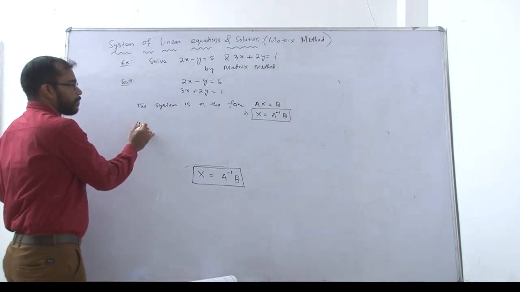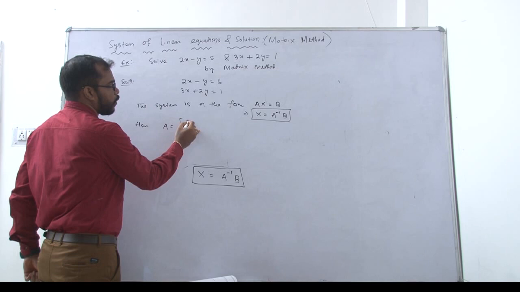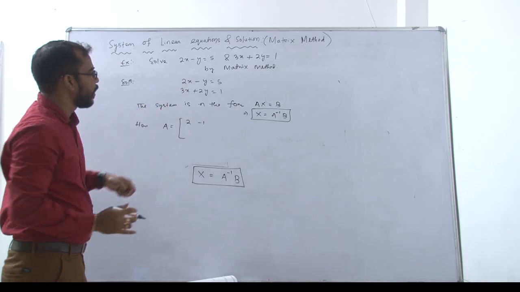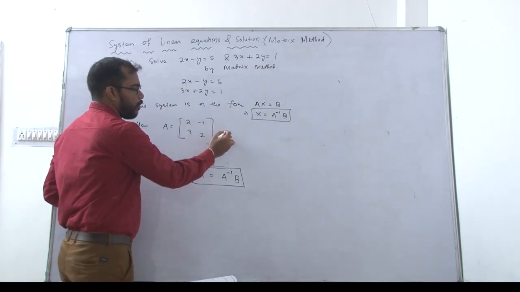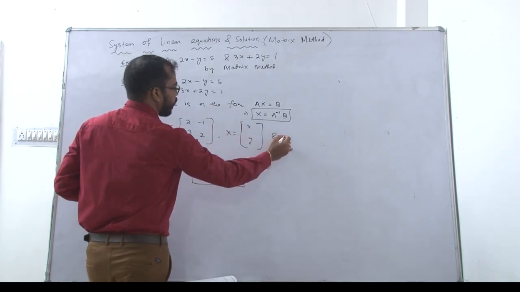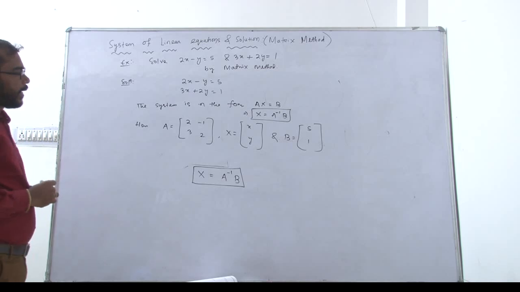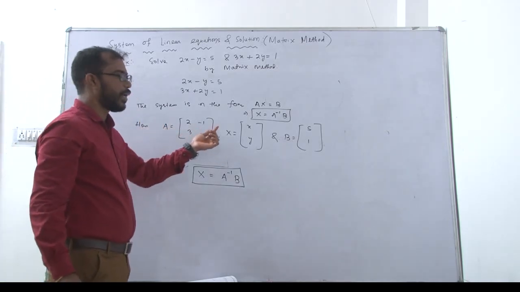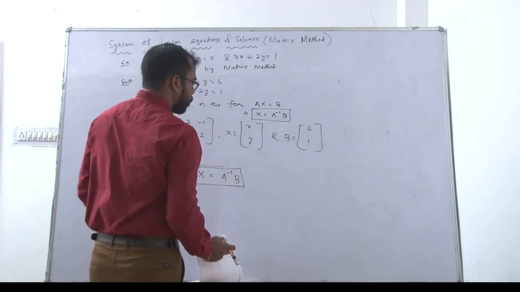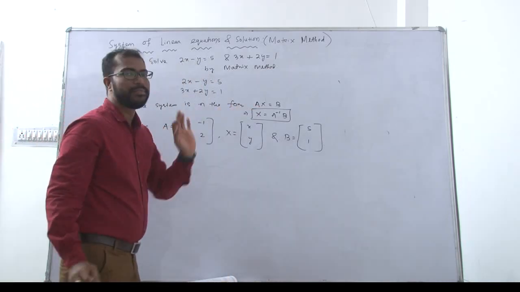So here the value of A is equal to the coefficient matrix [2 -1; 3 2], and the value of X is equal to the variable, that is x, y, and the constant B is equal to [5; 1]. So here A is equal to the matrix [2 -1; 3 2], X is equal to the variable matrix x, y, and B is equal to [5; 1]. Okay.